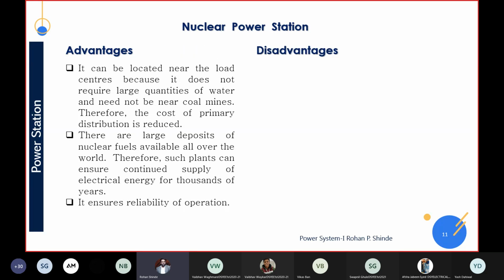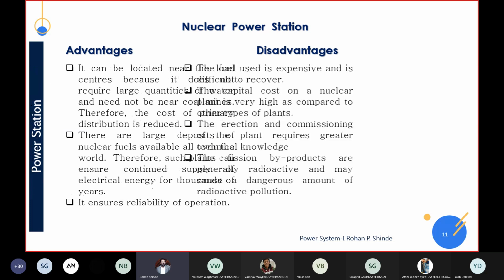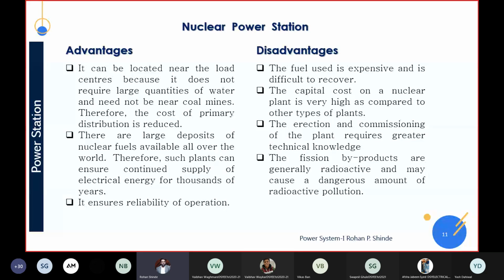Okay, now we will move towards disadvantages. So see here, these are the disadvantages of nuclear power plant. First disadvantage, the nuclear fuels used in the nuclear power station are expensive and difficult to recover. Okay, so these fuels are expensive and these are difficult to recover.